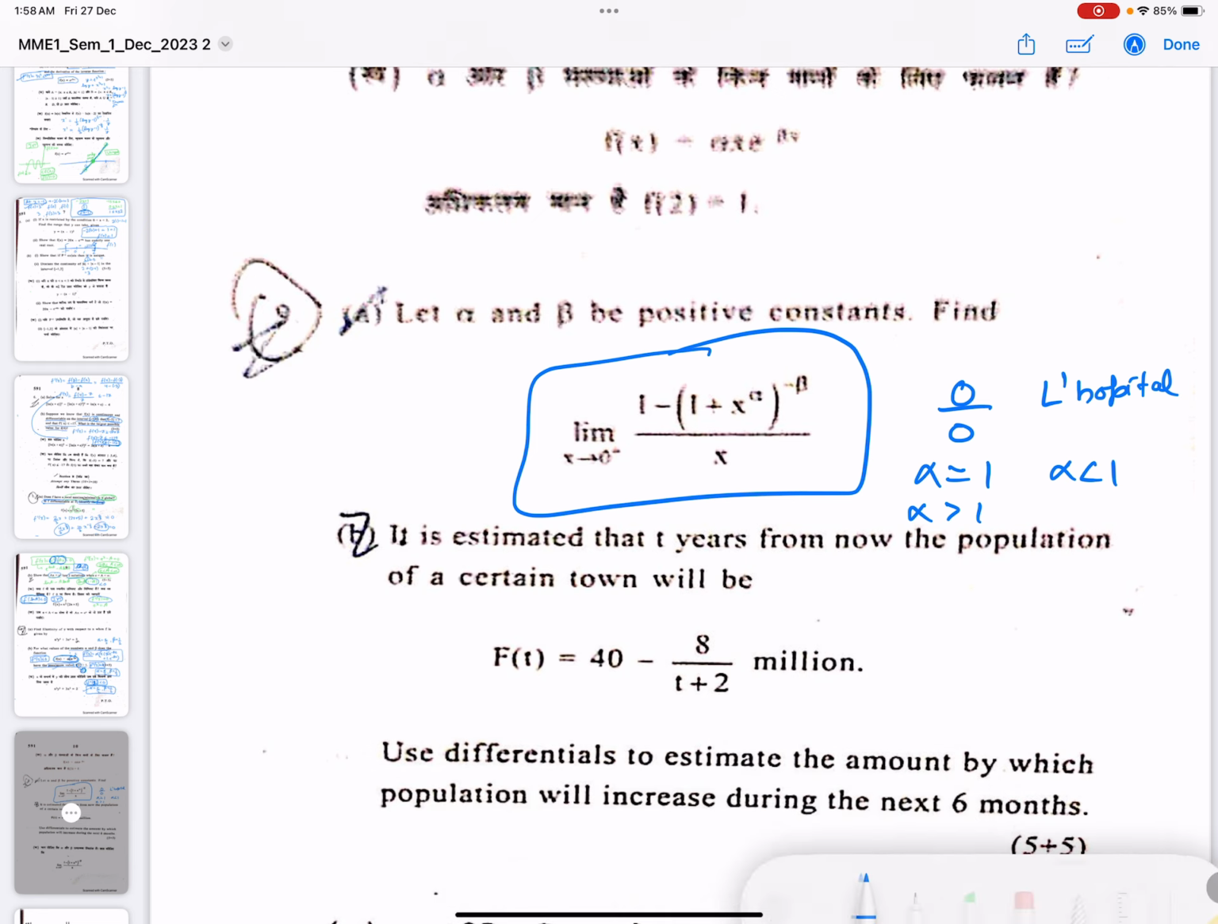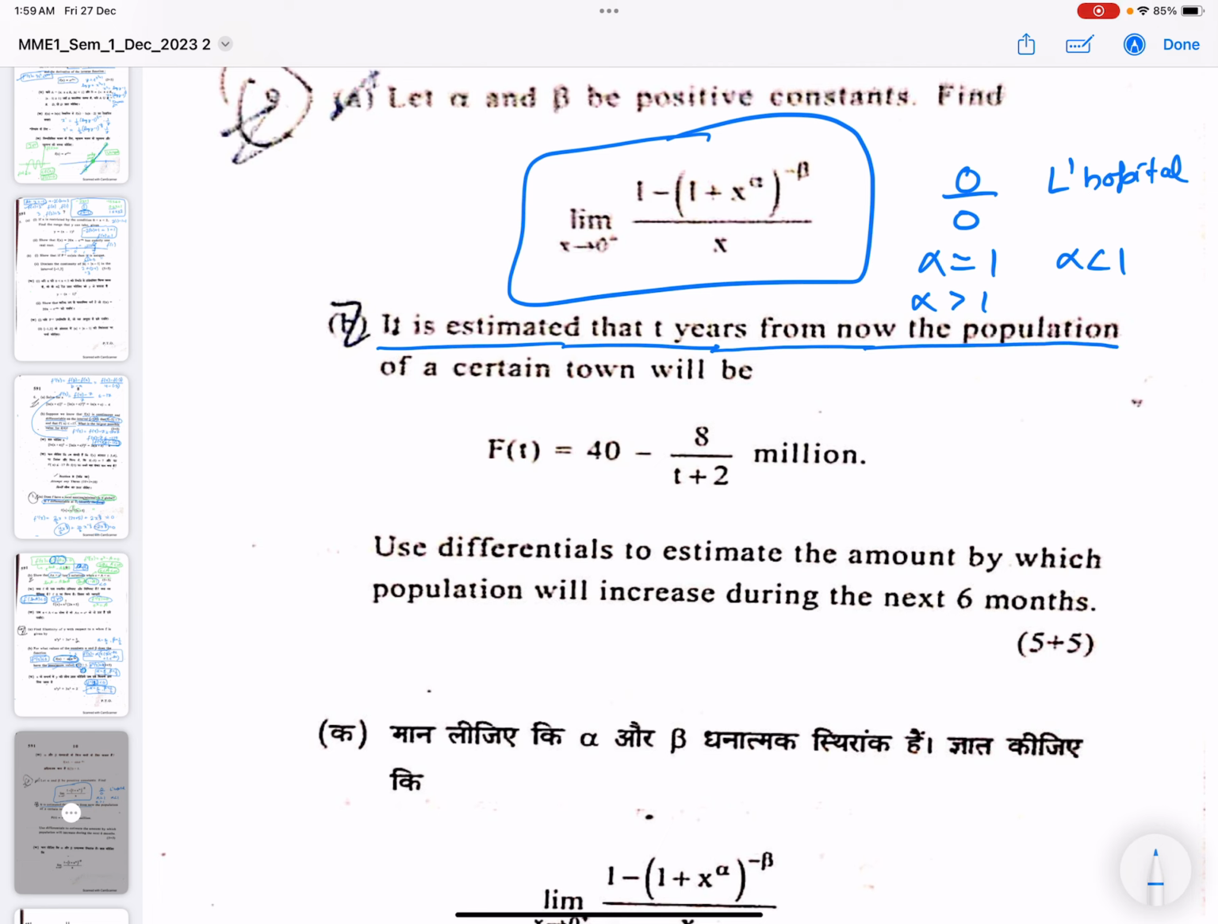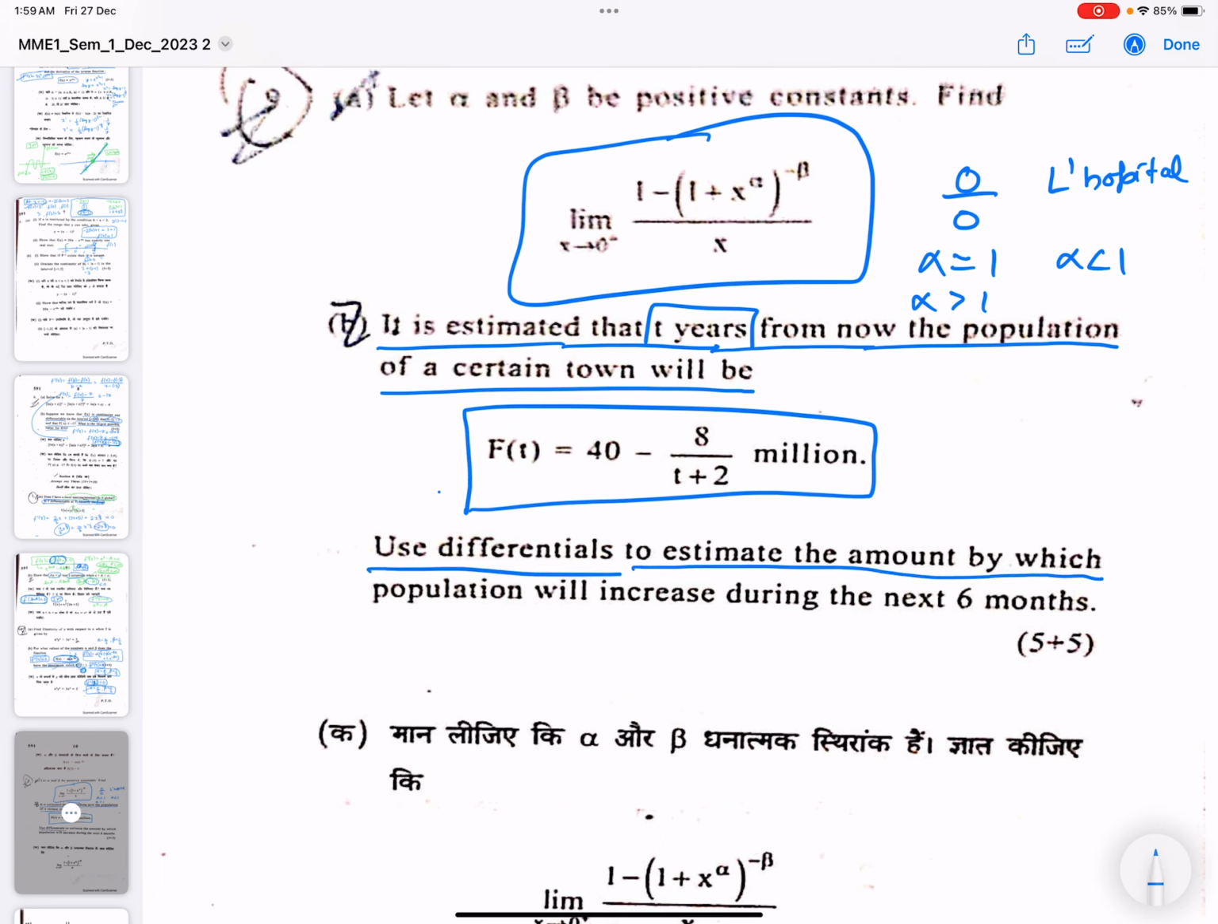Now, question 9b part. It is estimated that t years from now, the population of a certain town will be given by a function. So this is the function which shows what the population would be after t years from today. And we are supposed to use differentials to estimate the amount by which the population will increase during the next 6 months. So t is given in years, and we are asked about the population after 6 months.